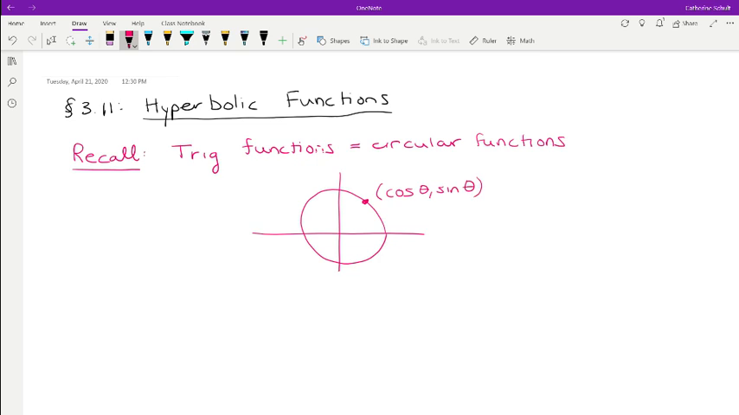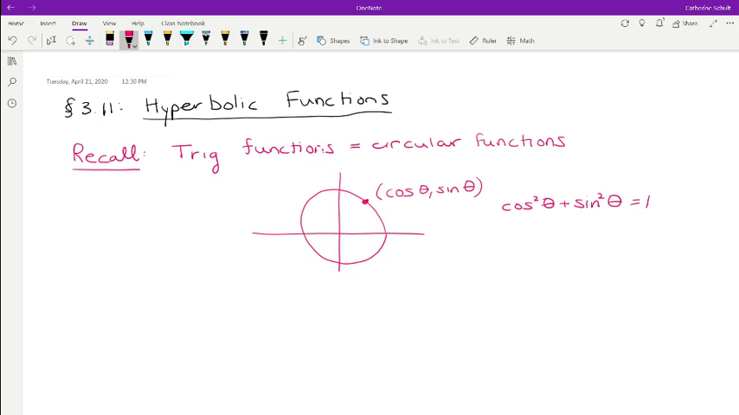All right, and then all of our other four trig functions can be built upon cosine and sine. And then because we have these nice relations, we have this fact, it's the equation of this unit circle, x squared plus y squared equals 1 becomes cosine squared plus sine squared equals 1.